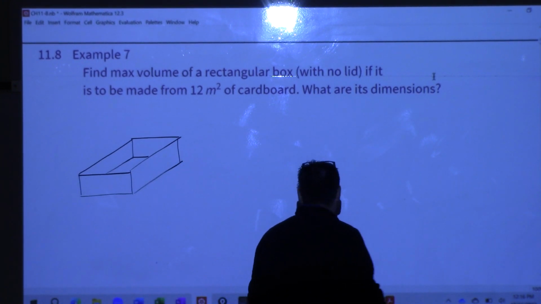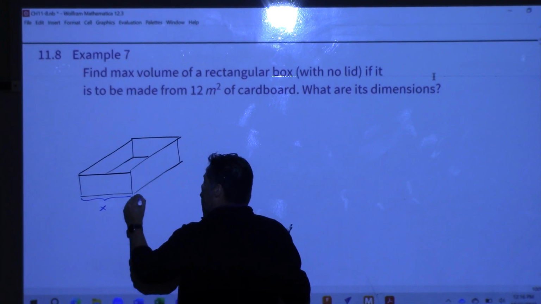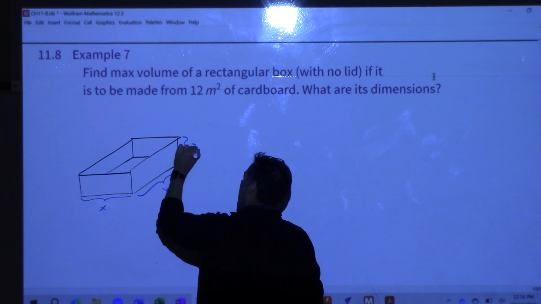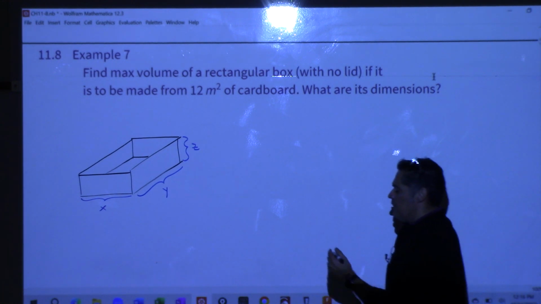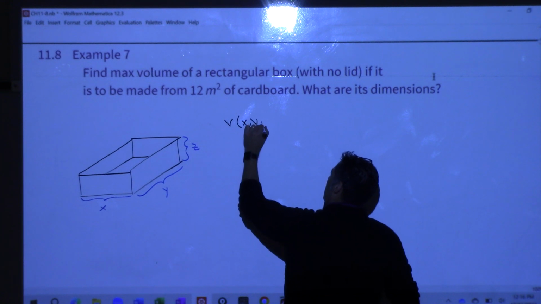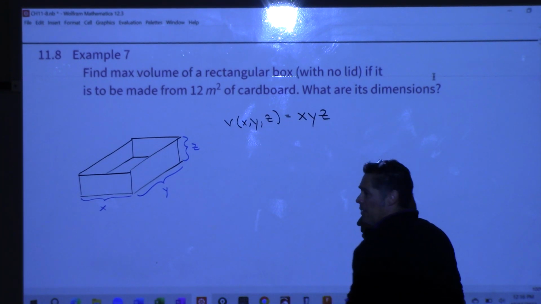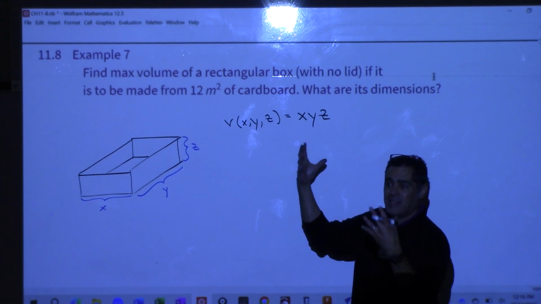When it comes to a box, if I call this distance from here to here x, I call this distance from here to here y, and I call this distance from here to here z, then the volume of this is pretty simple, isn't it? The volume is just x times y times z. I'm going to say the volume is a function of 3 variables. It is just x times y times z. Isn't it? The volume is a function of 3 variables, x, y, z. I would like to know how big this could possibly be, right? What's the biggest this could be?